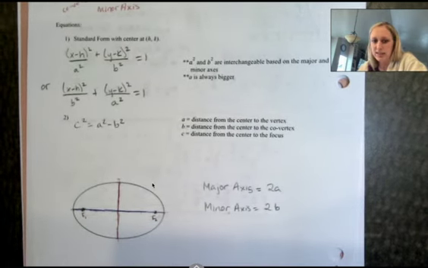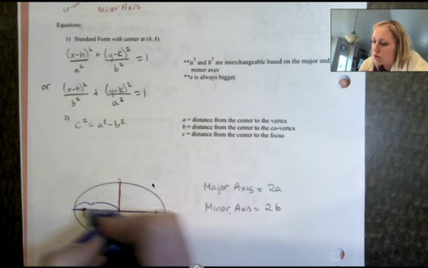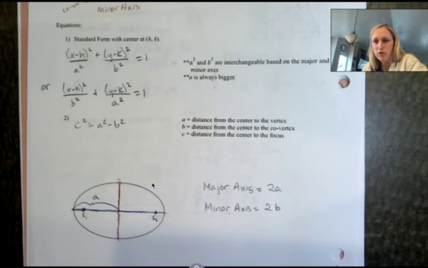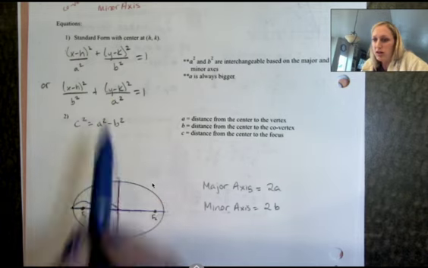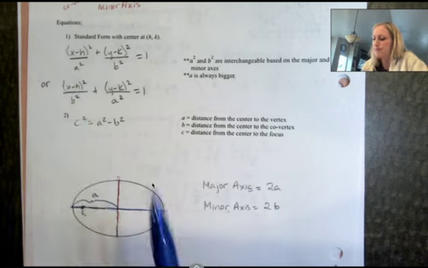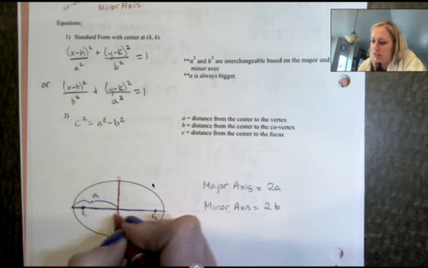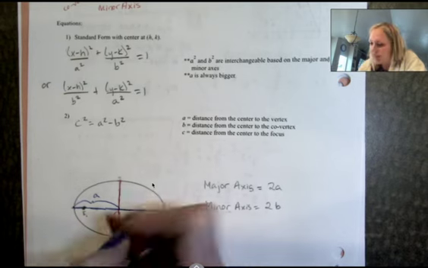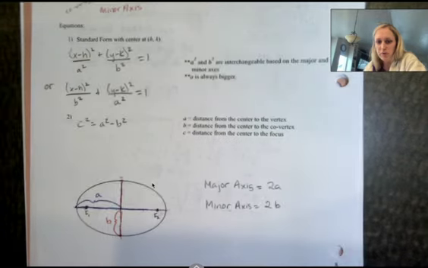Okay, so the major axis is still this. So the distance from the center to the vertex, that's a. So a is always whichever way the major axis is going. So if it's longer vertically, the a squared will be under the y. If it's longer horizontally, the a squared will be under the x. Okay, and then the minor axis, so this length right here, from the center to the co-vertex is what we call b. So the b squared in the equation comes from there.